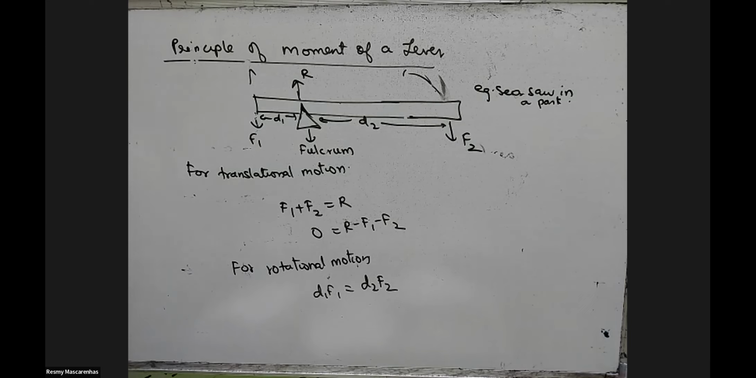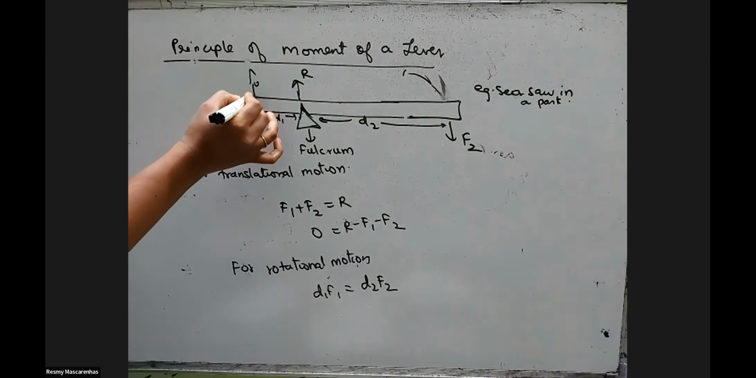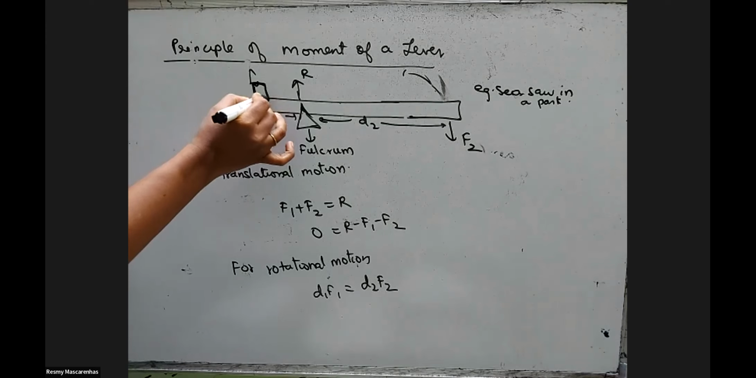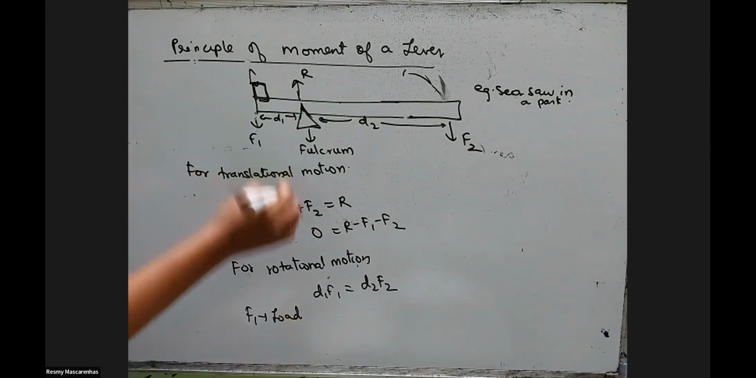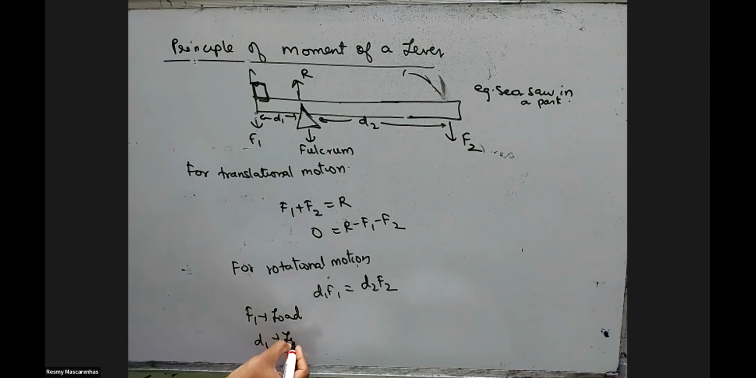Okay, now this F1. Suppose the person is sitting here, considering the load is here now. This is your main reference load. So F1 will be considered as the load. And this D1 will be considered as the load arm.